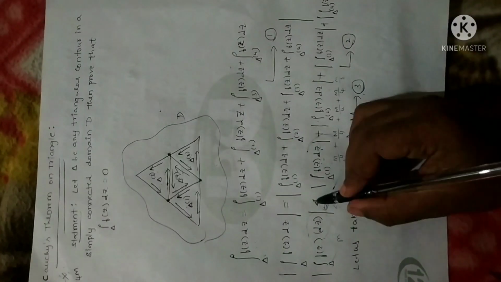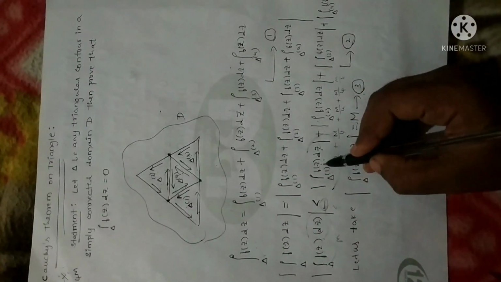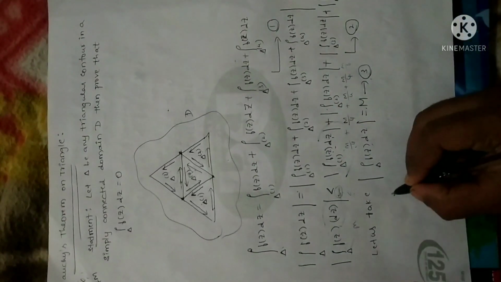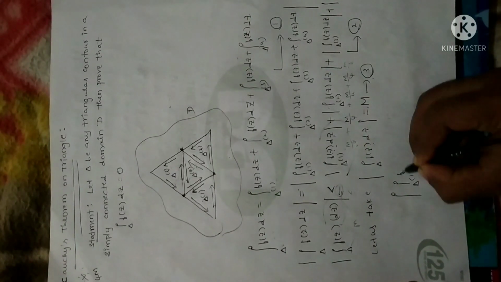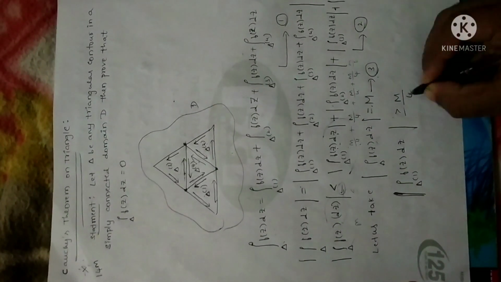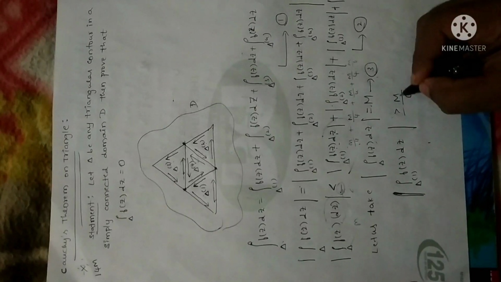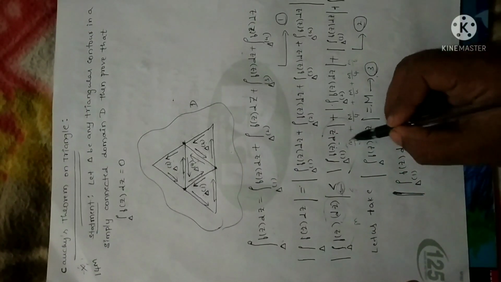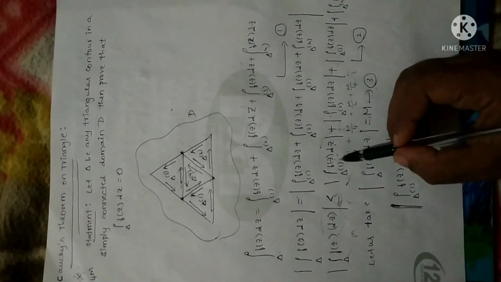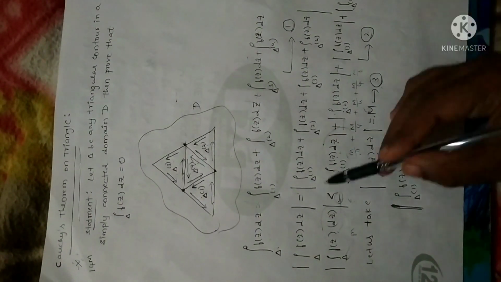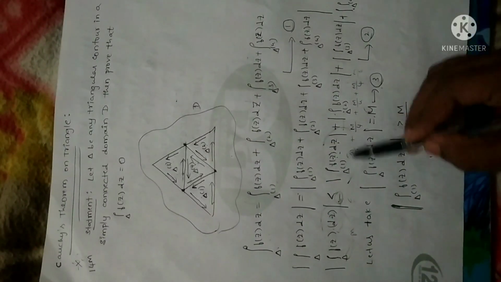So for this value to be less than all this sum value, each and every integral value will be at least M by 4. In the sense, it should be greater than or equal to M by 4. Thereby, I can write that modulus of integral f of z dz will be greater than or equal to M by 4. It cannot be less than M by 4. At least it should be equal to M by 4, or greater than or equal to M by 4. Why? Because if it is equal to M by 4, all this sum will be equal to M. M by 4 plus M by 4 plus M by 4 plus M by 4 will be equal to M. Why? Because this LHS value is equal to M. So if it has to be less than this value, each and every integral value should be greater than or equal to M by 4.